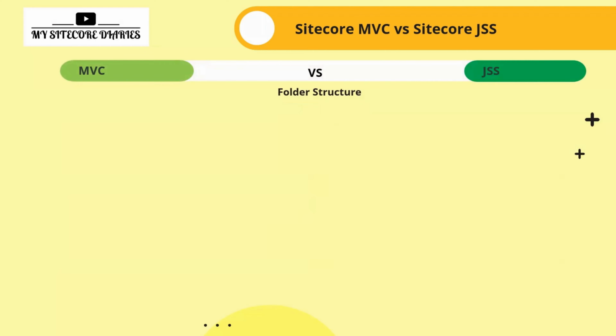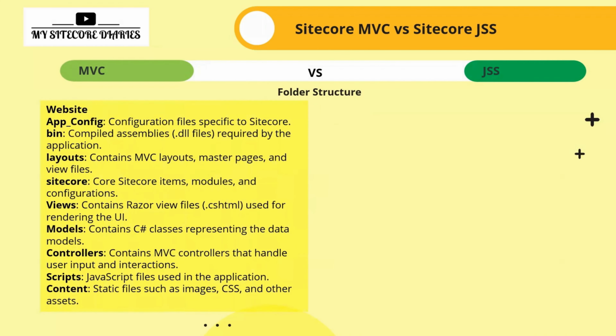Now, the folder structure: how physically the Sitecore MVC website and Sitecore JSS websites are different. So let's see the MVC first. If you have seen a Sitecore MVC website, it's a standard .NET website where you will have an app_config folder, which is for the configuration files specific to the site code. Then you have a bin folder where you put all your compiled assemblies, whatever is required for your application. So those components, those features, project DLLs, all those DLLs will come in bin.